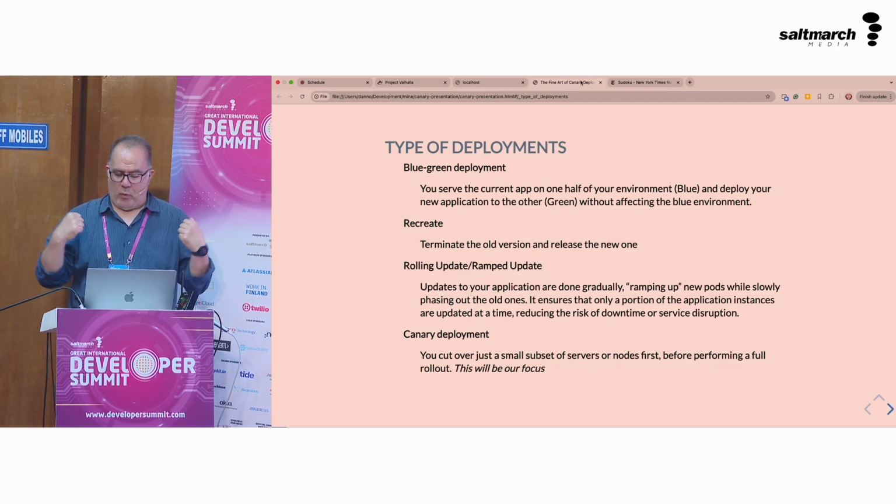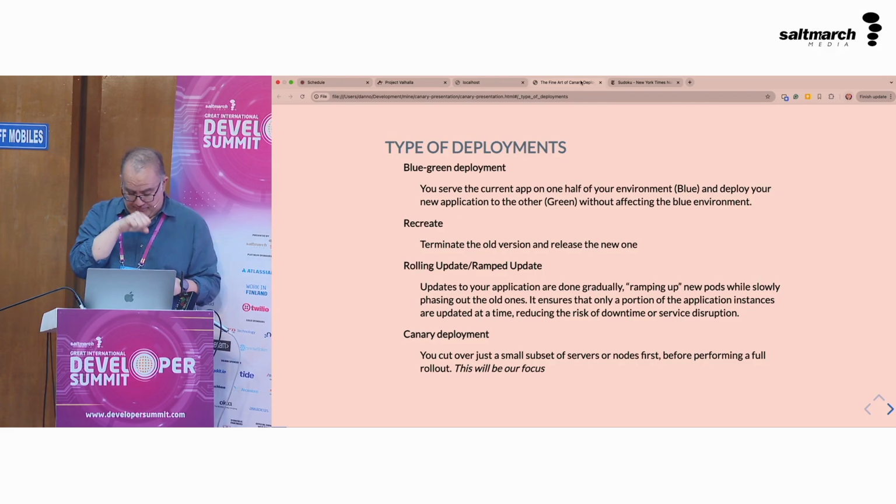Recreate is like, wham, let's terminate the old version and wait for that time. So this wouldn't be something that anyone would be interested in, but we'll see that in action. So terminate an old version and then release a new one. Rolling update or ramped update is where you go one by one. One will terminate, one will come back up. One will terminate, one will come back up.